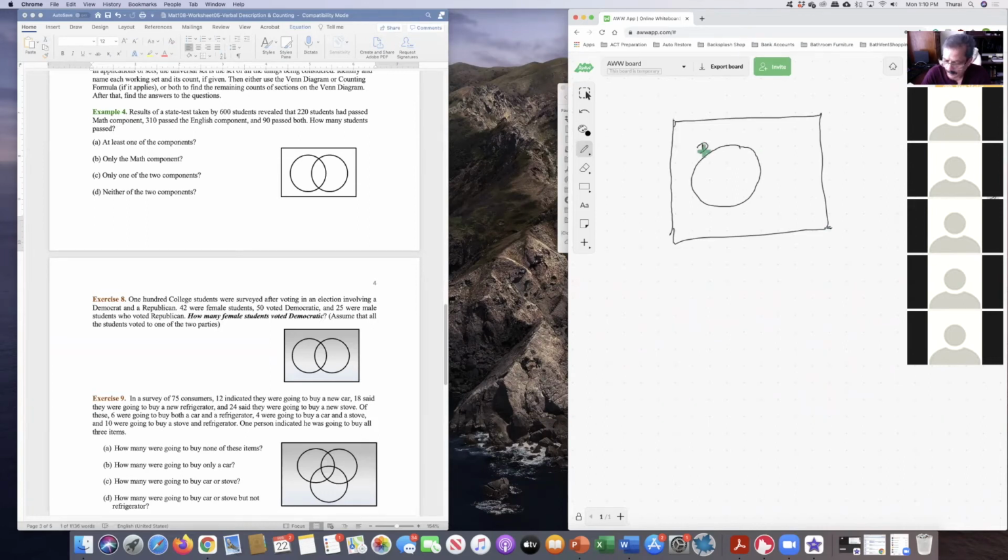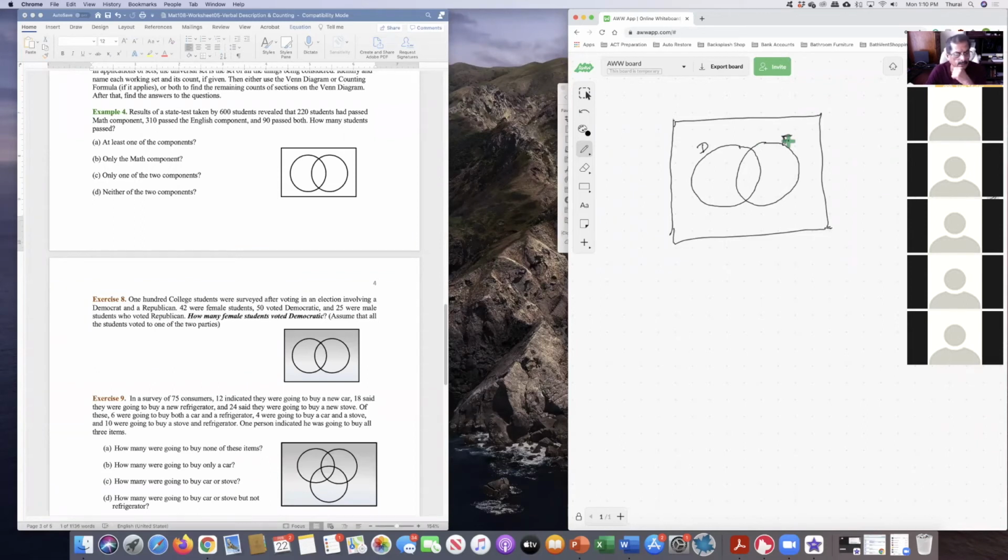So I call this Democrat. That way, everybody outside is Republican. And then there are female and male students. Again, only one circle, either for male or female. The other one is the complement. So 42 female, 21 male students voted Republican. All right, anyway, you can call it either. The second circle is either female or male. So I'll call it female. Then everybody outside that circle would be male.